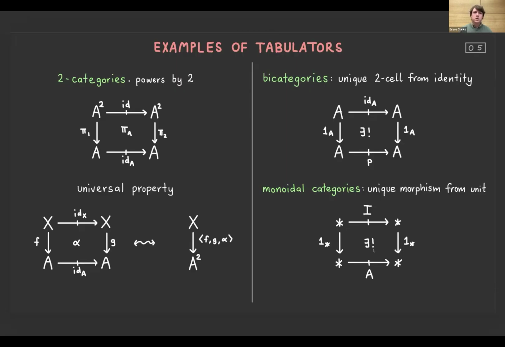And so in particular, if a monoidal category has all tabulators, then its unit is just the initial object. And if a bicategory has all tabulators, then it's just the co-product of a bunch of monoidal categories, which each have initial objects. Okay.